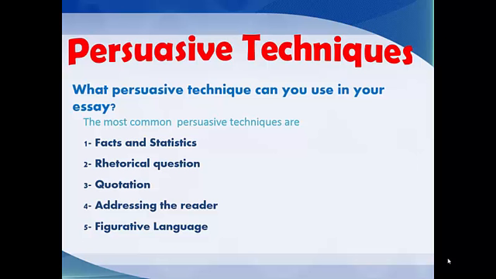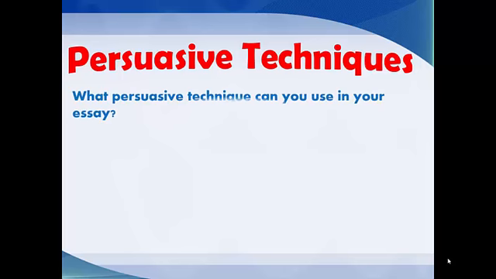Number five, figurative language. Figurative language like simile, metaphor, and personification, we use them to persuade the reader of our image or our point of view. For example, if I'm saying Mr. Ahmed is like a sword, now I am emphasizing that Mr. Ahmed is very strong when he takes a decision.